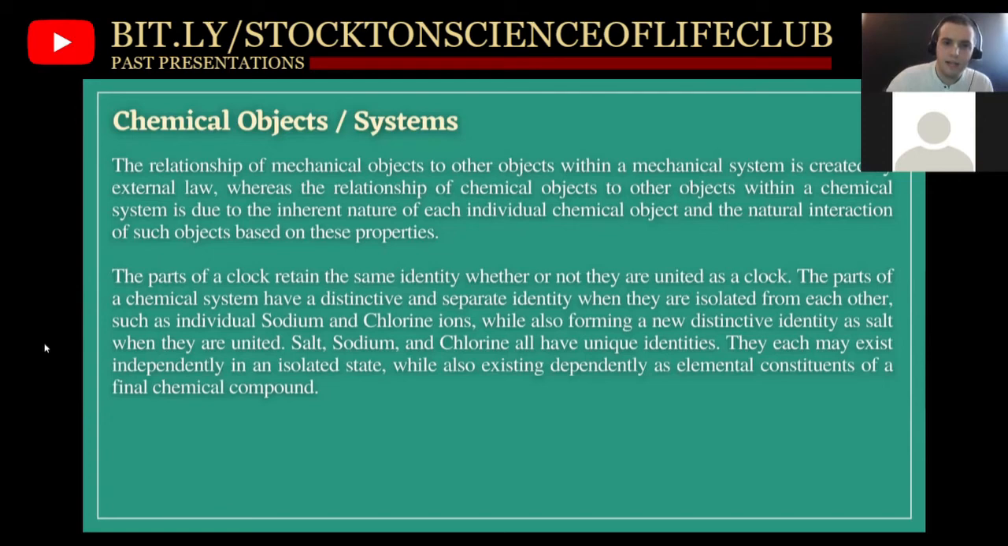The parts of a clock retain the same identity whether or not they are united as a clock. The parts of a chemical system have a distinctive and separate identity when they are isolated from each other, such as individual sodium and chlorine ions, while also forming a new distinctive identity as salt when they are united. Salt, sodium, and chlorine all have unique identities. They each may exist independently in an isolated state while also existing dependently as elemental constituents of a final chemical compound.